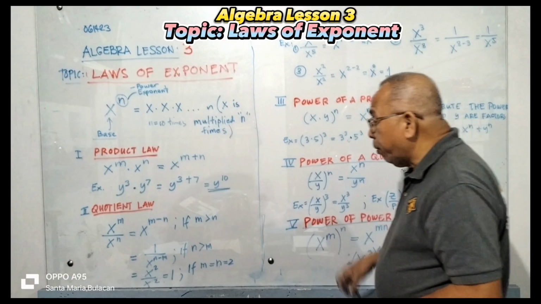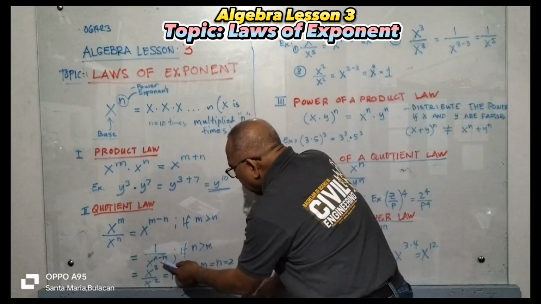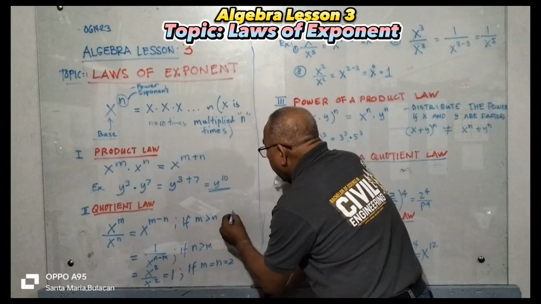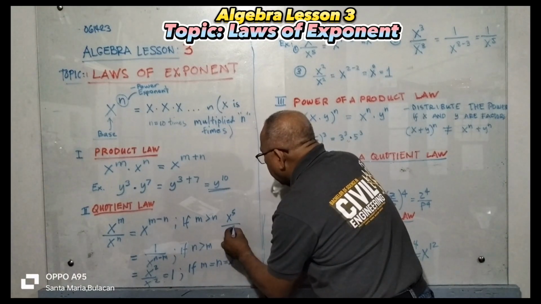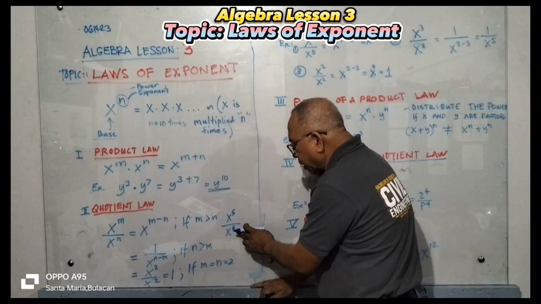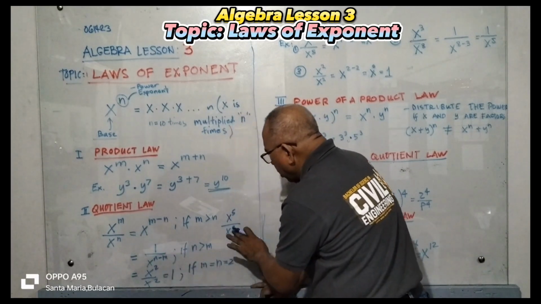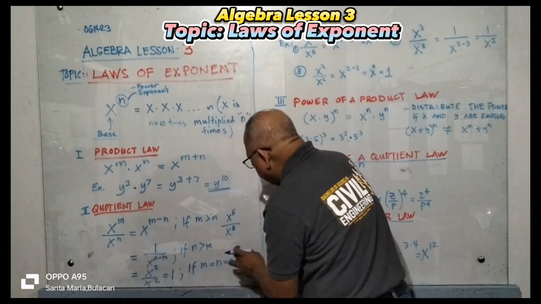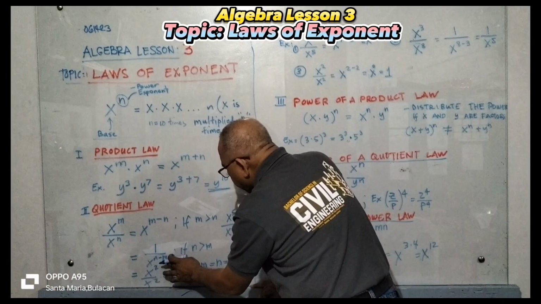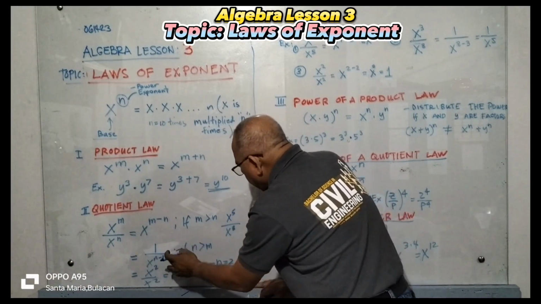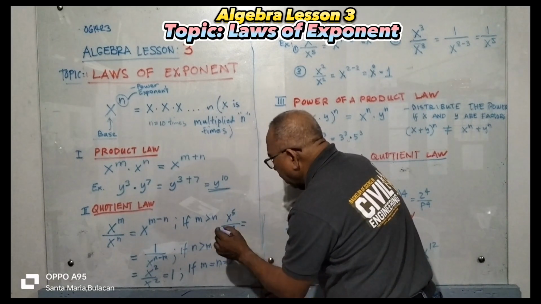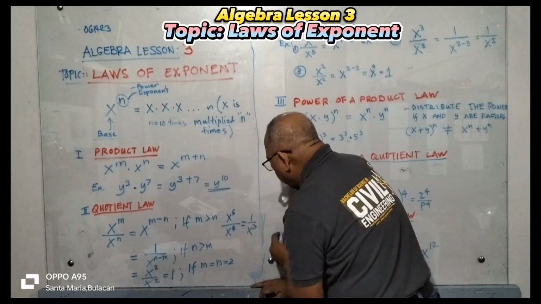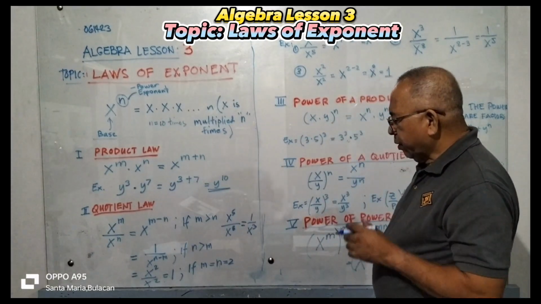However, if, for example naman, malaki daw yung n kaysa m. Let's say, kunwari ay x to the 5, tapos over x to the 8. So, mataas yung 8 natin kaysa 5, kaya ito daw gamitin mo. Lagyan mo ng 1 over x, tapos 8 minus 5. So, magiging 1 over x cube. So, ganun na lang daw yan.